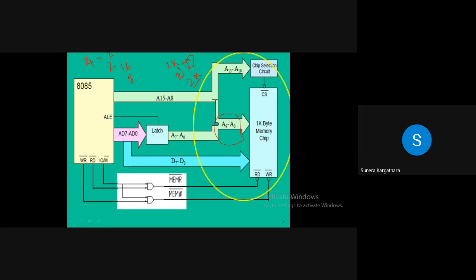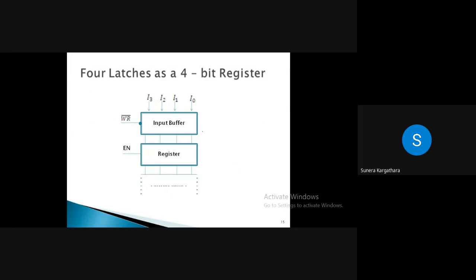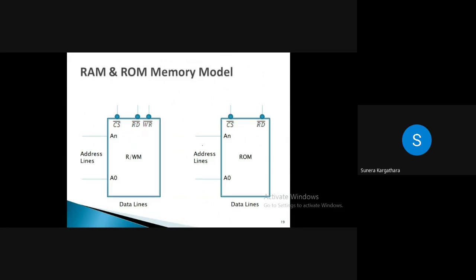So A0 to A9, because you want to connect ROM that is of size 1 kilobyte. So you will use 10 address lines, and the remaining address lines you can use to select your chip. Then only memory read bar will be there, right? You can see here that you will find the difference between RAM and ROM.